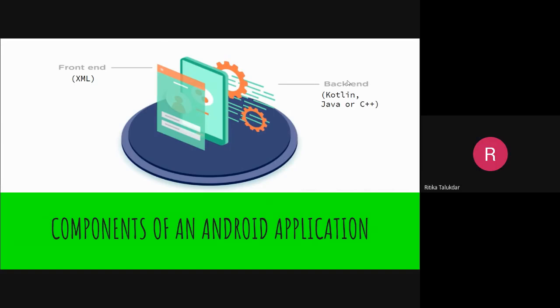Now let's see what the components of an Android application are. We all know that an app has a front end part and a back end part. The front end part is coded using XML and the back end part is coded using Kotlin, Java or C++.